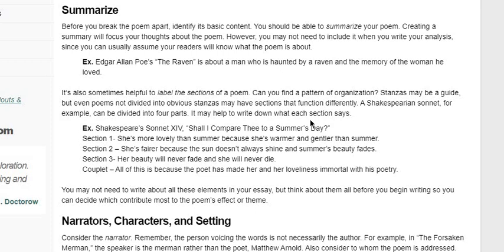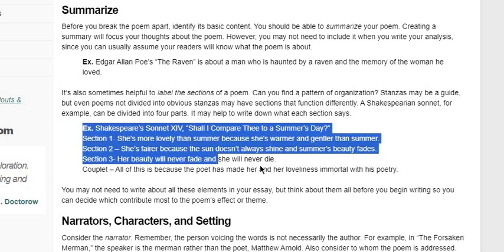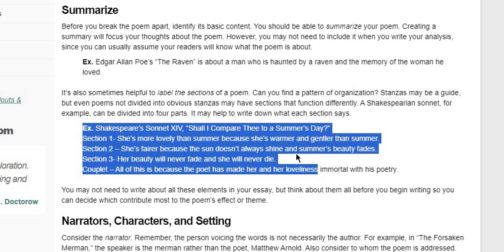Okay. First of all, write the summary of it. You get to know, okay, it is talking about these things. Then divide the poem if it can be divided, okay. Not every poem can be divided like this, but here you have a Shakespearean sonnet. Shall I compare thee to a summer's day?